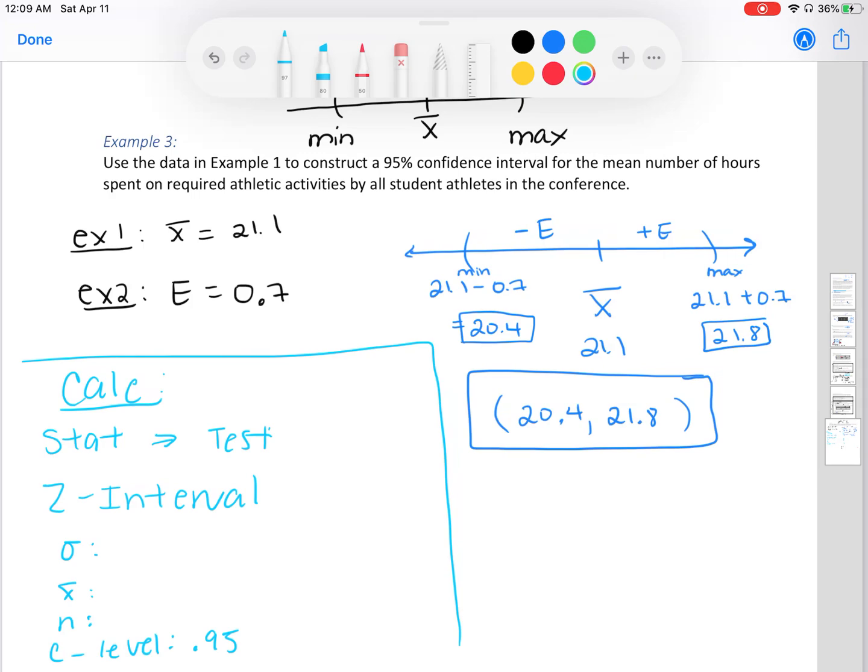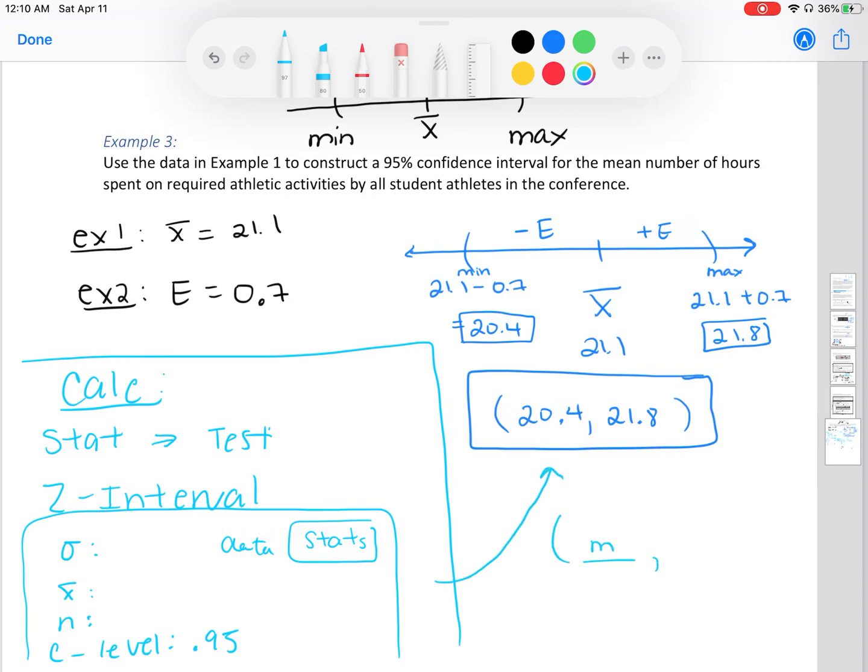Also, once you get to your screen for Z interval, make sure that Stats is highlighted. Data is for when you have your raw data, and it'll set you up to enter information from a list. Now your answer will be given to you just like it is here. So you'll have, in parentheses with a comma, your minimum value and your maximum value.